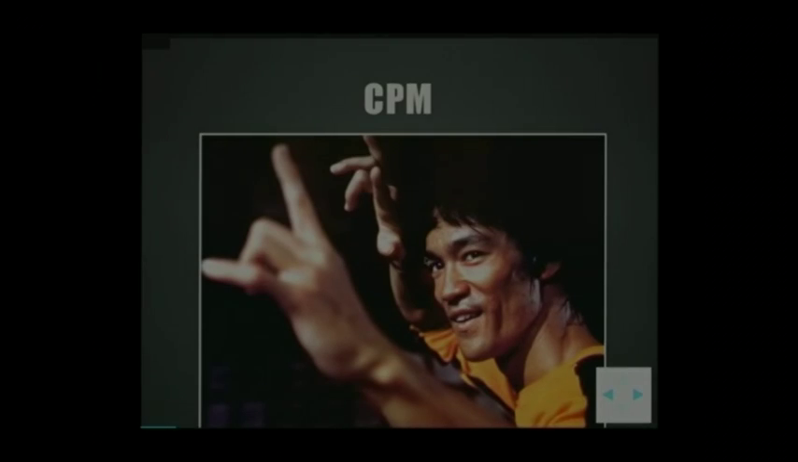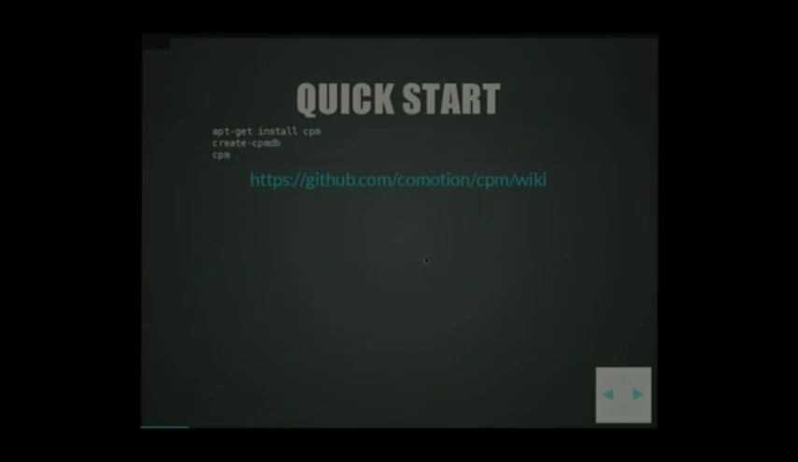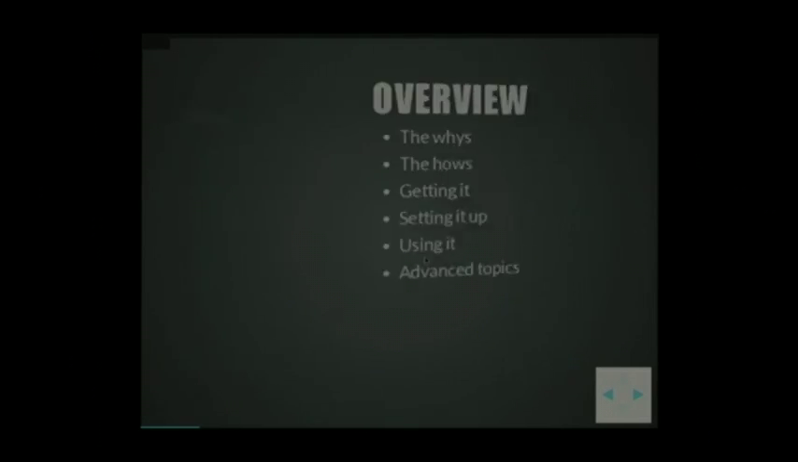So, for those of you who brought laptops, you can start with a quick start. I often get impatient and want to try out a thing that I'm listening to a talk on, so this is an opportunity for those of you who are quick to try it out. On Debian, it's apt-get install CPM, and then you create the DB and you run the CPM. Refer to the wiki for problems.